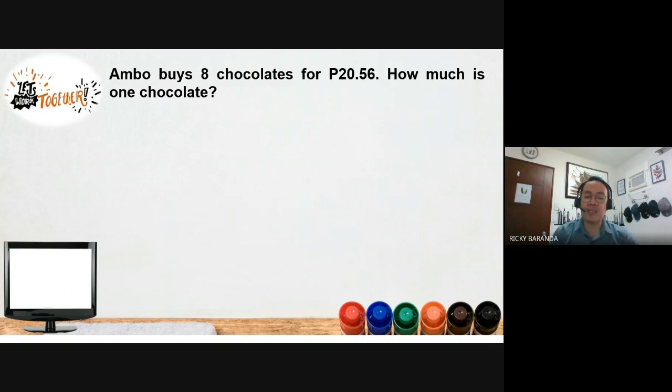So how many chocolates did Ambo buy? 8 chocolates. So what is the cost of the 8 chocolates? It costs 20.56 pesos. So ang tanong dyan, magkano yung isa? So i-divide lang natin. So the equation will be 20.56, pwedeng gamitin yung sign na ganito, divided by 8 equals n. Yan ang equation. Or pwede rin ang equation nyo, 20.56 divided by 8. Okay, using the fraction bar.